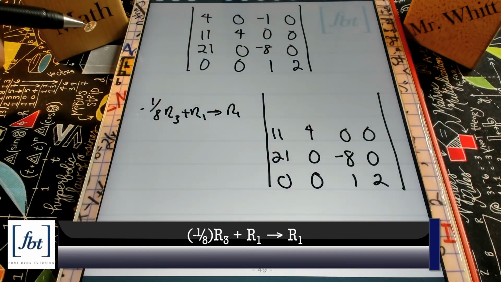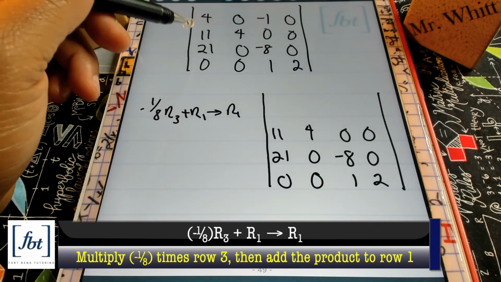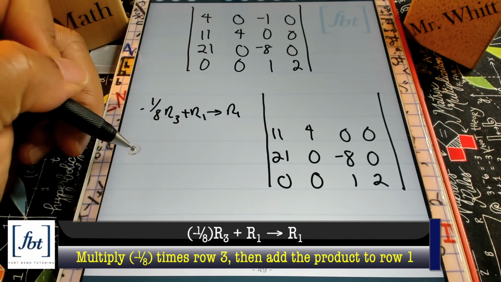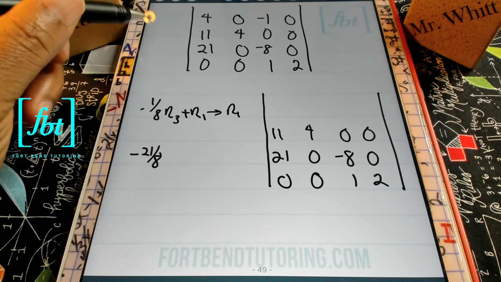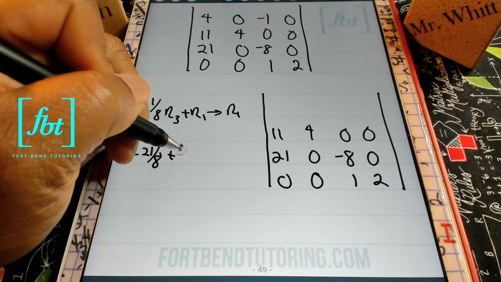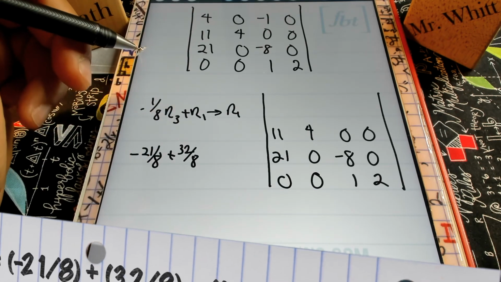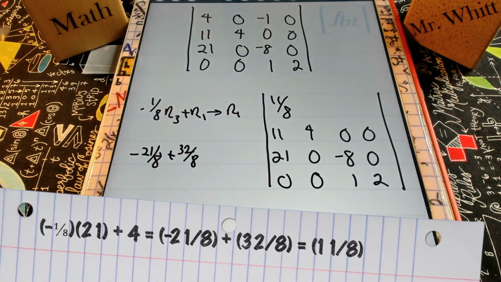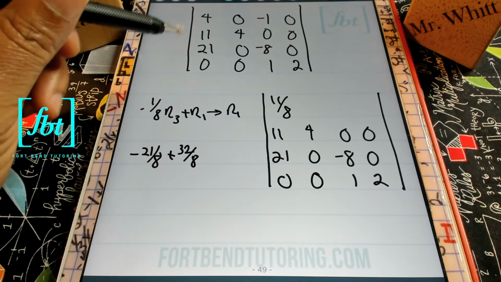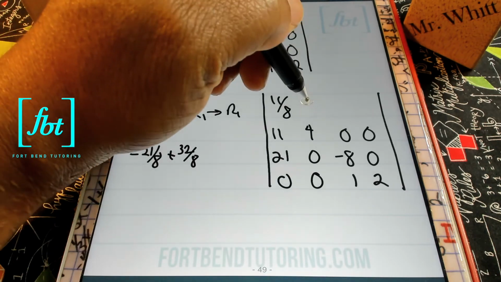In order to come up with our new row 1, you'll say 21 times -1/8. So that's going to be -21/8 here. We're going to add that to row 1, which is 4. So that 4 is 32/8. And that combines to give you 11/8. So 11/8 goes here. Then multiplying -1/8 times 0 is 0, and 0 plus 0 is 0.